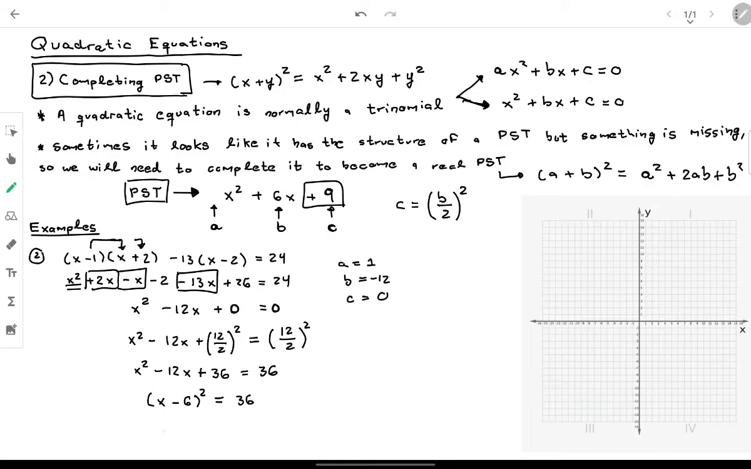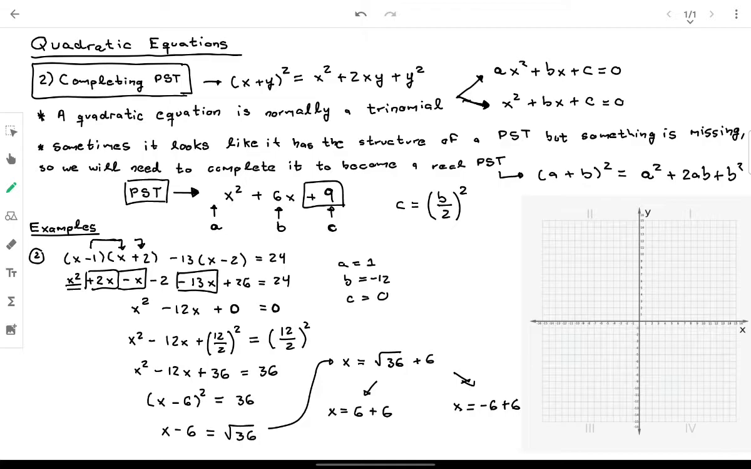What happens next? We can change the square power with a square root, equals the square root of 36. So in this case, it's going to be x equals the square root of 36 plus 6. And remember, we have two possibilities: x equals 6 plus 6, and x equals minus 6 plus 6. Why plus 6 and minus 6? Remember, the square root of 36 can be plus 6, since 6 times 6 is 36, or it can be minus 6, since minus 6 times minus 6 is also 36.